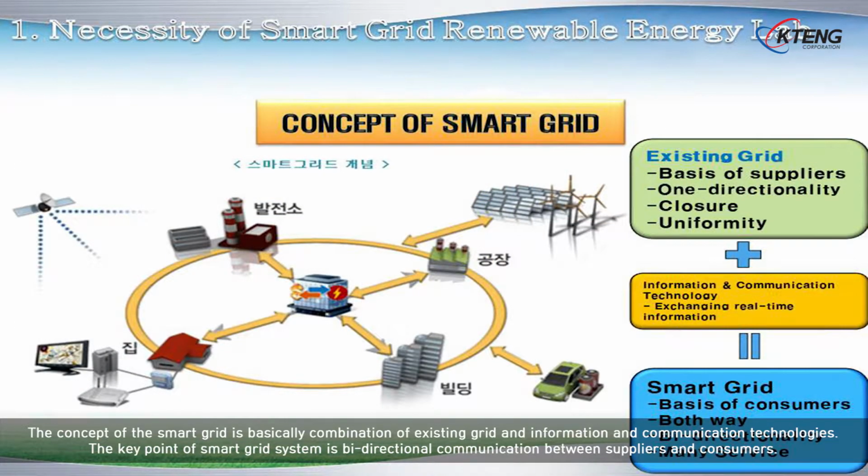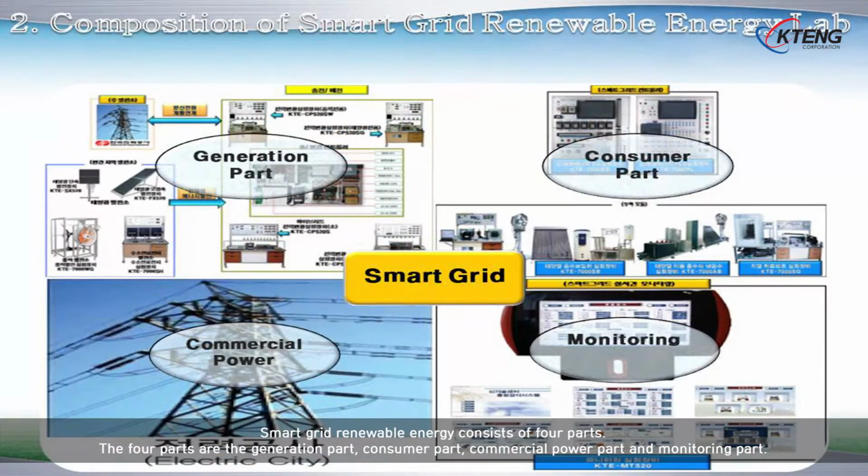The concept of the smart grid is basically a combination of the existing grid and information and communication technologies. The key point of the smart grid system is bidirectional communication between suppliers and consumers. Smart Grid Renewable Energy consists of 4 parts. The 4 parts are the generation part, consumer part, commercial power part and monitoring part.